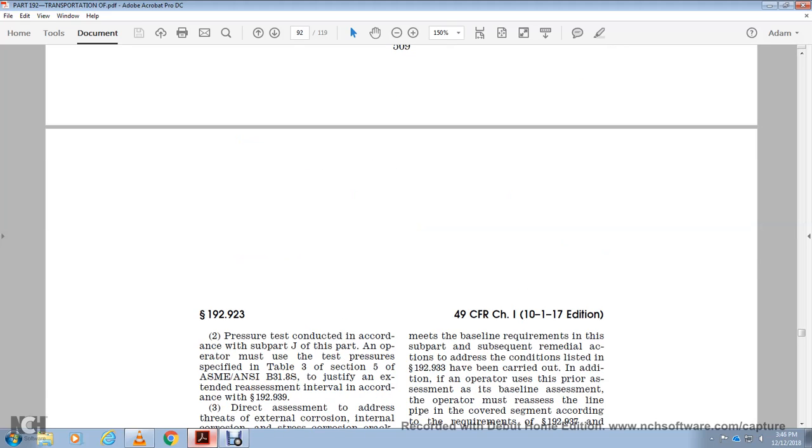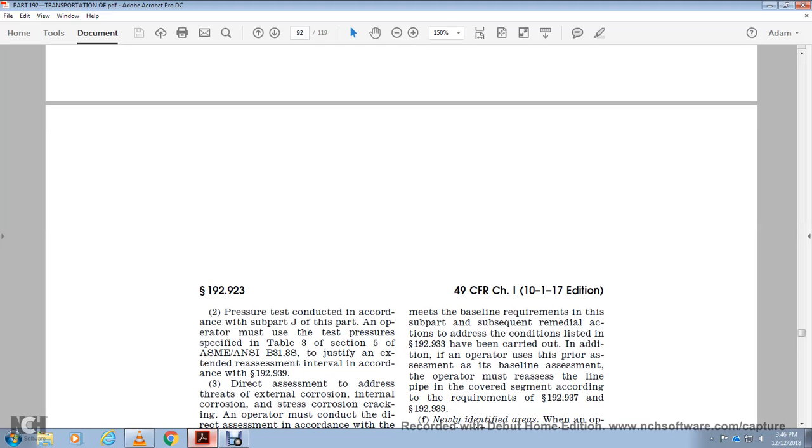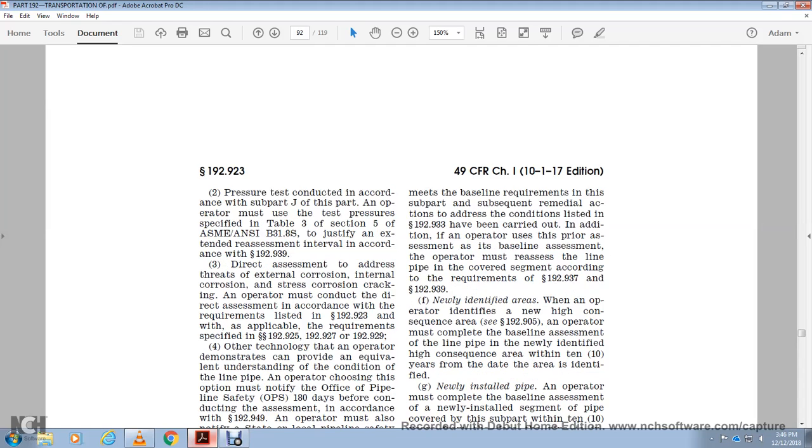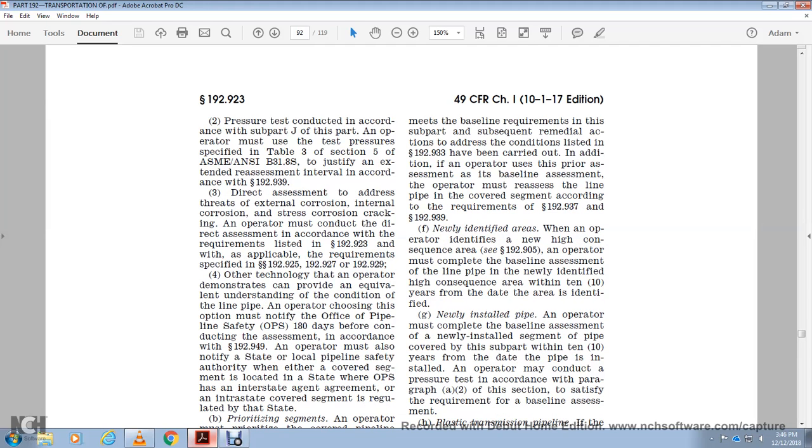A pressure test conducted in accordance with Subpart J. The operator must use the test pressure specified in Table 3 in Section 5 of ASME/ANSI B31.8S, justifying an extended reassessment interval in accordance with 192.939. Direct assessment to address external corrosion, internal corrosion, and stress corrosion cracking, in accordance with the requirements of 192.923, with applicable requirements specified in 192.925, 192.927 and 192.929.